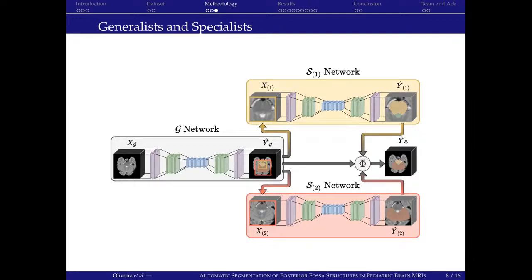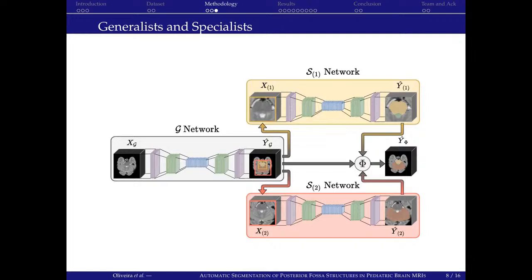This is used to extract 3D crops containing the organs of interest and some padding with surrounding tissue. The first ROI, X1, focuses on the brainstem, in yellow, and the fourth ventricle, in green. The smaller volume is used to train the specialist network, S1. The second ROI, X2, feeds the second specialist network, S2, on segmenting the cerebellum. In the end, a fusion function phi uses the output of the generalist and both specialist networks to provide one single fine-grained prediction.